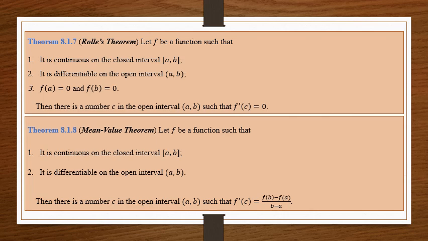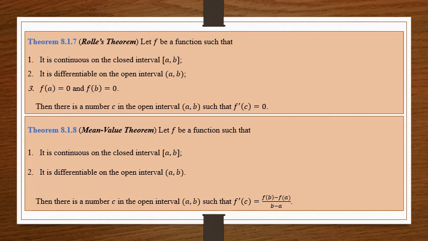Okay. So, in the next slide, we will give an example. In Theorem 8.1.8, that is what we call the mean value theorem. So, this is the difference between Rolle's theorem and the mean value theorem. Let f be a function such that it is continuous in the closed interval. So, they have the same condition. And then, number 2, they are also the same. It is differentiable on the open interval (a, b).